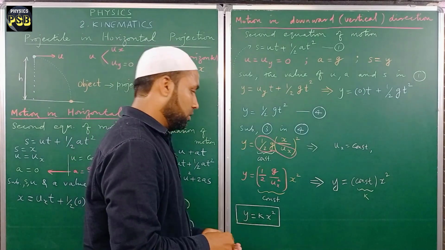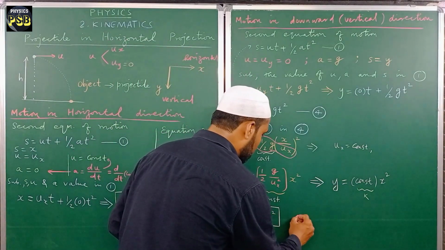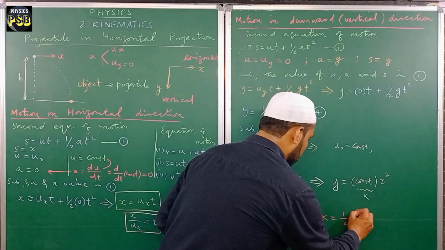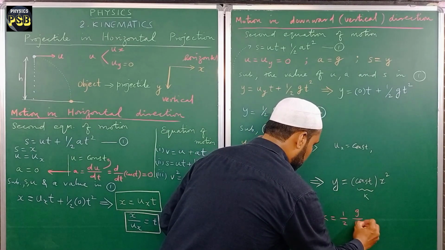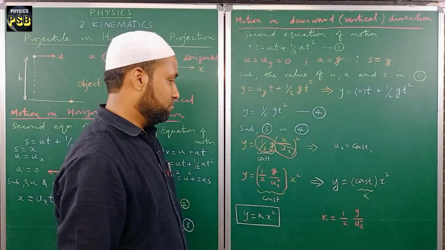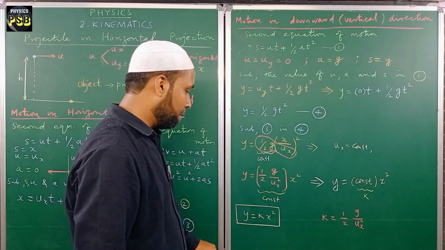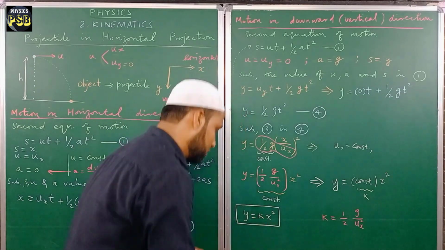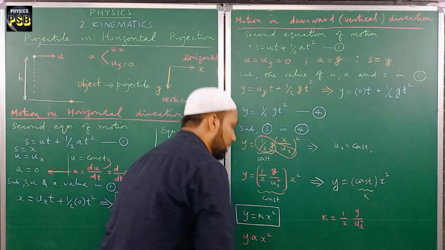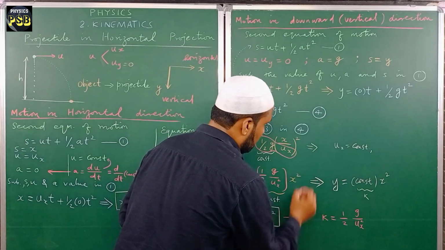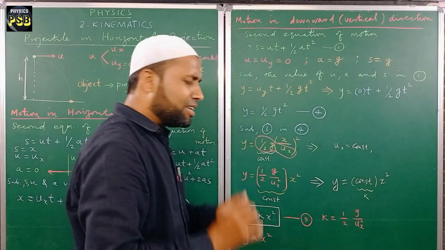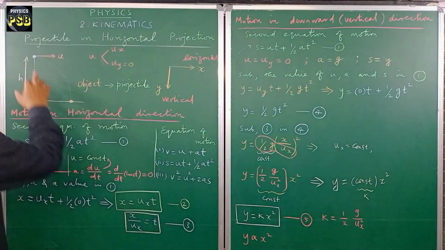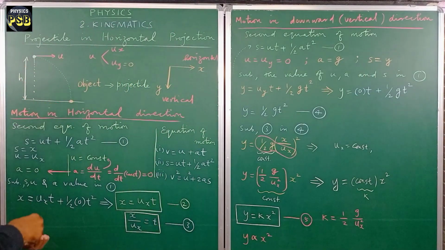So if I compare these two equations, I get the value of k to be equal to half g upon ux square. This is the constant term present in this equation. Now I am going to combine this constant with the equal to sign. I will get y is directly proportional to x square. Before that, I will name this equation as equation number 5. This equation number 5 clearly shows that the path followed by the object to reach the ground is nothing but a parabola.